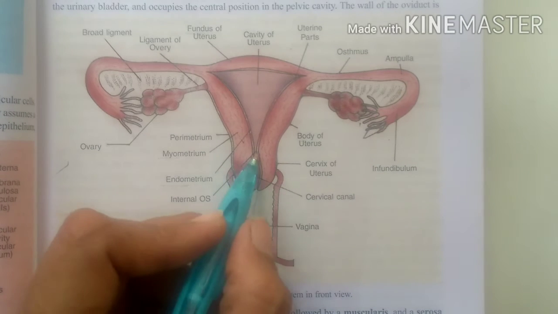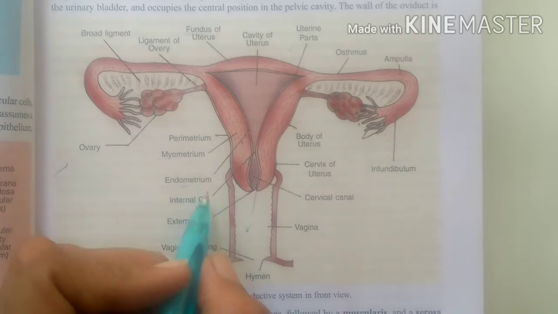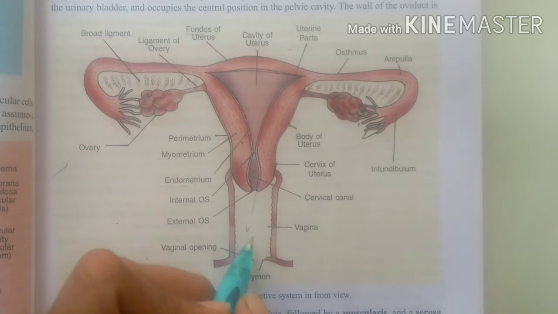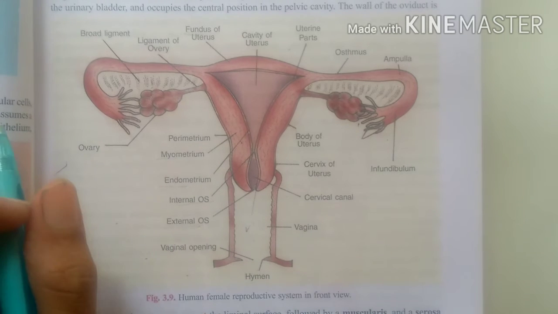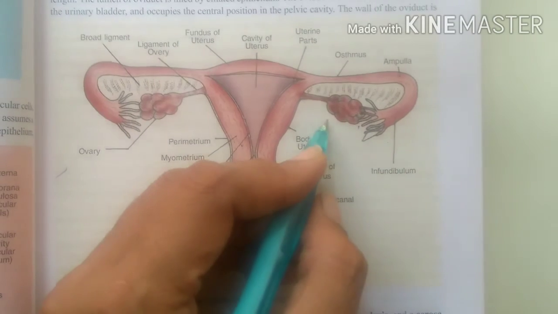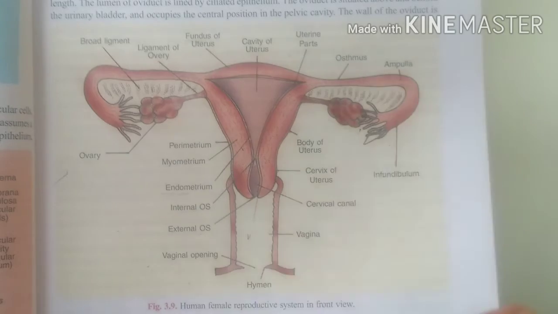The cervical canal has two openings. The one which opens towards the uterus is called the internal os, and the one which opens towards the vagina is called the external os. So this is the female reproductive system, and we are focusing on the TS or histology of the ovary.